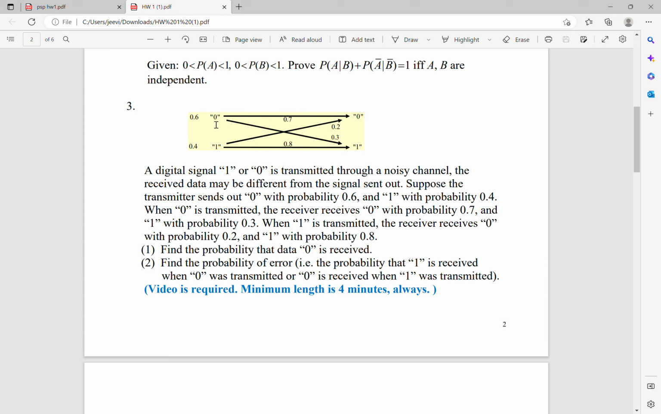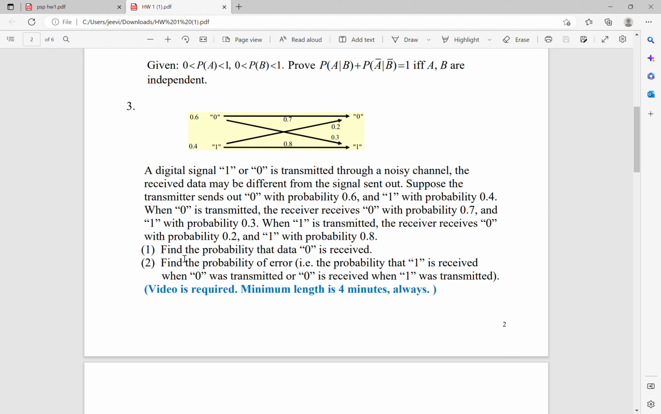When you transmit a signal 0, you receive a signal 0. When you transmit a signal 0, you receive a signal 1. When you transmit a signal 1, you receive a signal 1. And when you transmit a signal 1, you receive a signal 0. The probability that you send a signal 0 and receive a signal 0 is 0.7, the probability that you send a signal 1 and receive signal 1 is 0.8, the probability that you send 0 and receive 1 is 0.3, and the probability that you send 1 and receive 0 is 0.2.